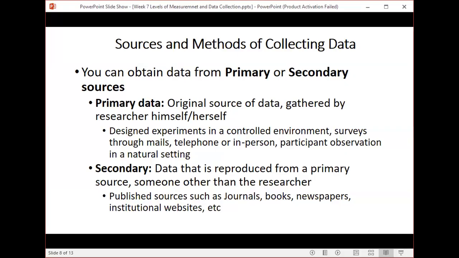It's okay. That one you can say the source is secondary. But if it's not data you gathered from journals, books, newspapers, and those things, then it is not data. Literature review is not data. So you have to be mindful about that.